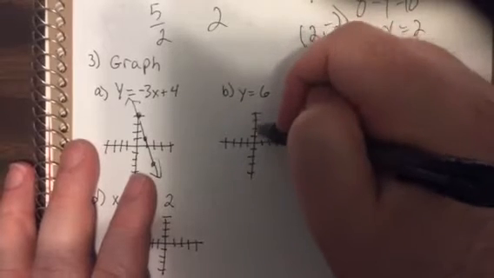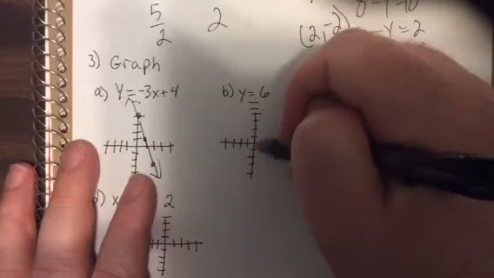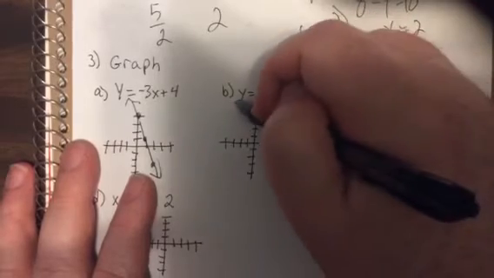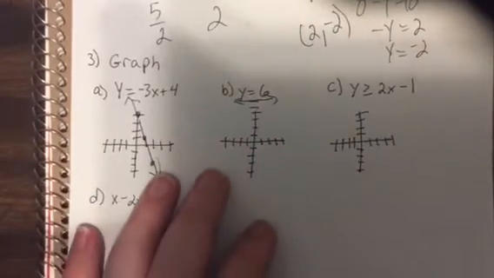This one, y equals 6, that's just a horizontal line. Slope is 0. If it's asked for, it's not, but that's okay.